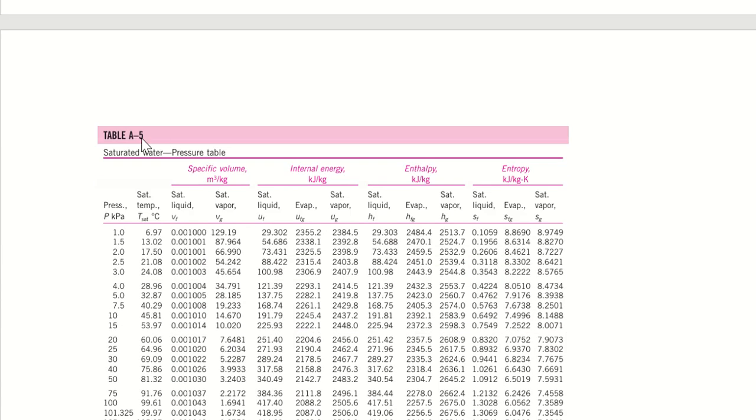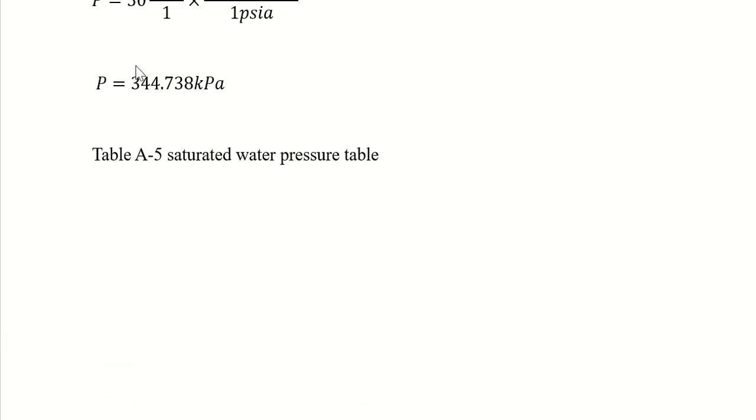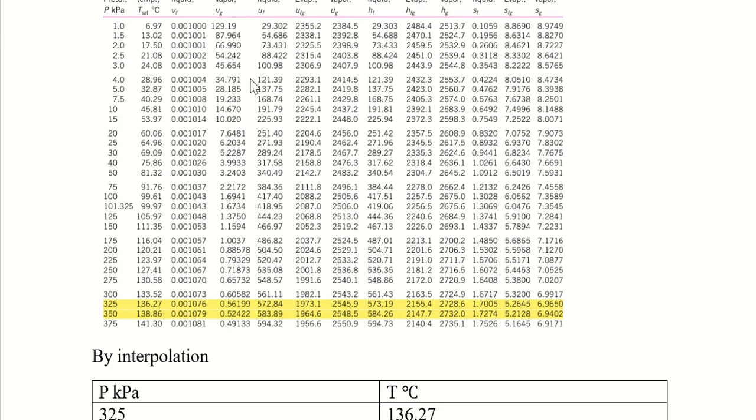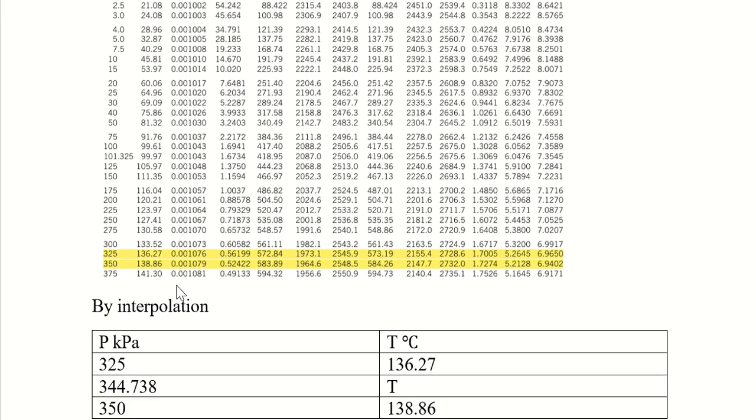And it's right here. You see, saturated water pressure table. It gives pressure, and the values that follow. So the pressure being given is 344.738 kilopascals, but from the table we don't have such a value. So the value we have lies in between 225 kilopascals and 250 kilopascals. It lies in between here. So what we're going to do is use interpolation.